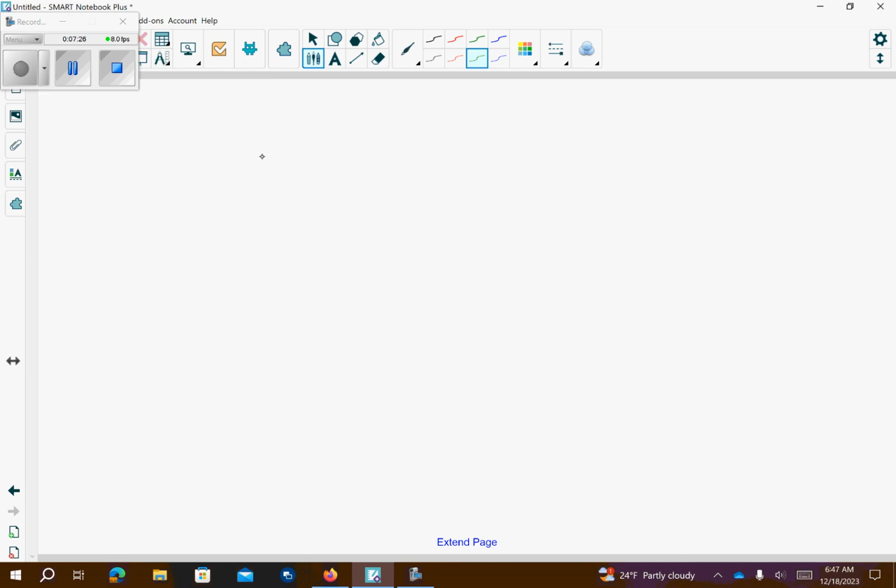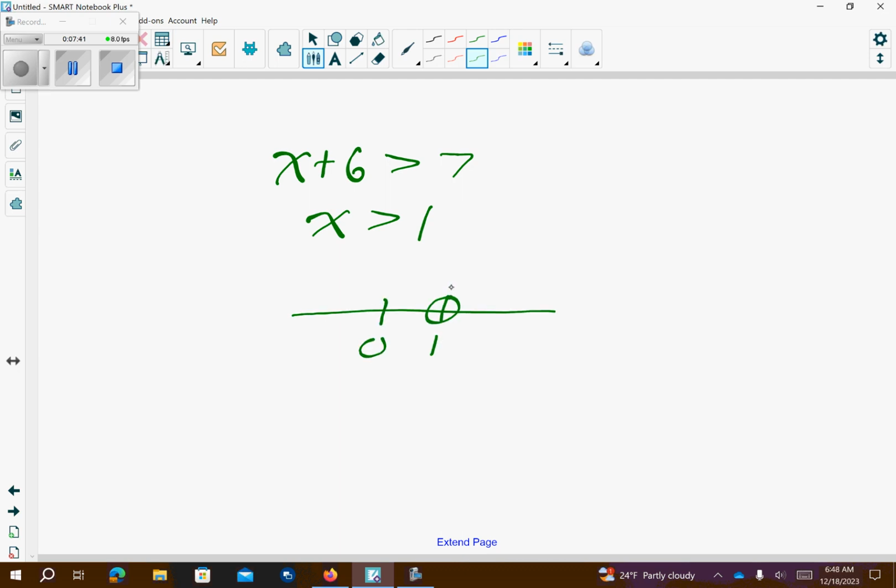Remember when you have a basic inequality, so if you had something like x plus 6 is greater than 7, when you solve it, you'd subtract 6 from both sides, so you get this. Remember on a number line, if you had 0 here and you had 1 here, this would be an open dot, and that's shading this way. Okay, if the letter is first, then the arrow points the direction you shade.